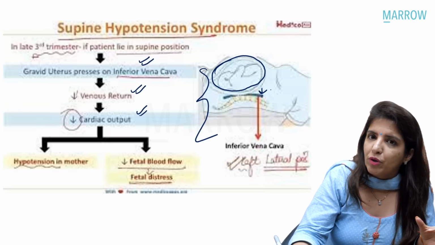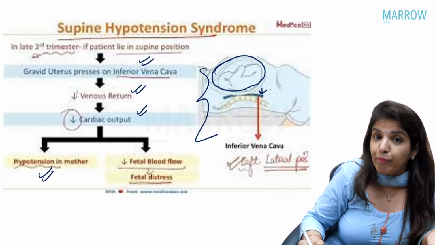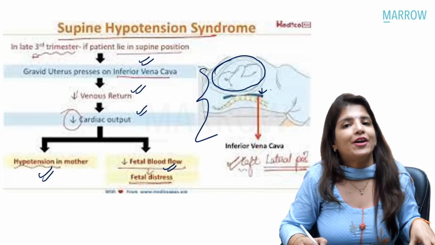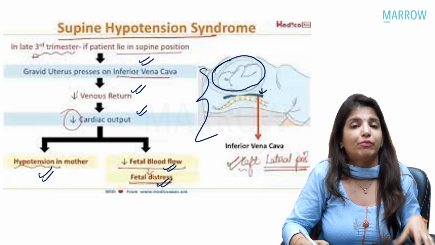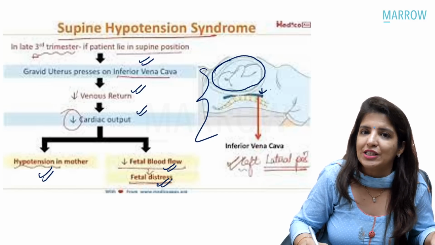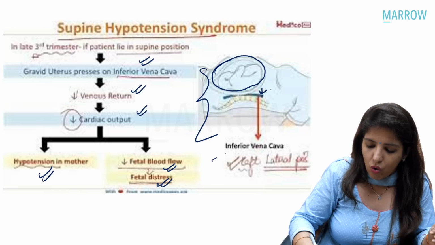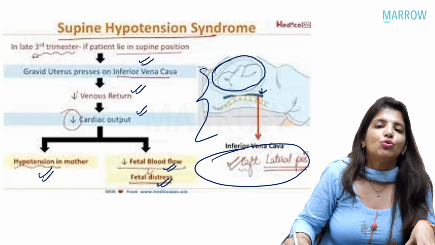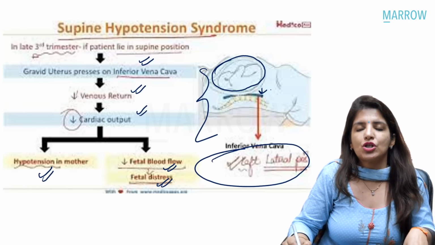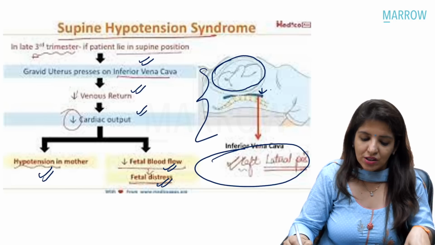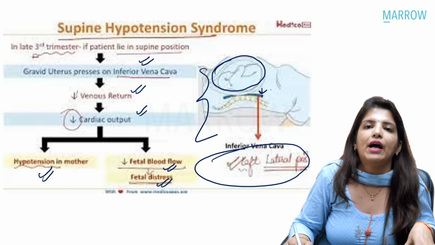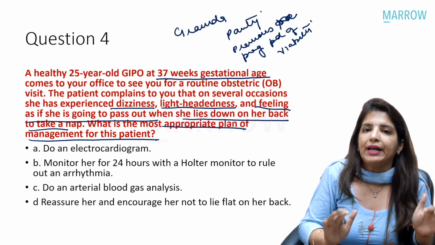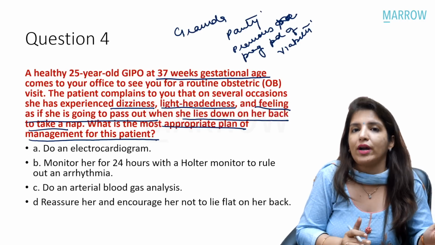Now, when cardiac output is decreased, it is going to lead to hypotension in the mother, and there will be decreased fetal blood flow also. Because there will be decreased fetal blood flow, there can be fetal distress. That is why we always tell a pregnant female that she has to lie in the left lateral position and not in the supine position. This is what is called supine hypotension syndrome.